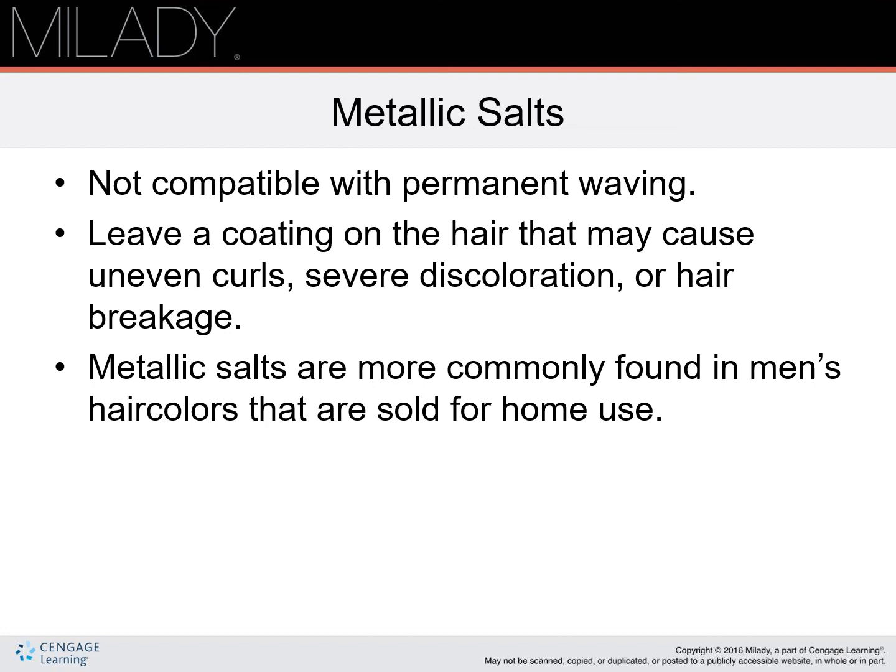How do I test for metallic salts? In a glass or plastic bowl, mix 1 ounce of 20 volume peroxide with 20 drops of 28% ammonia. Immerse at least 20 strands of hair in the solution for 30 minutes. If metallic salts are not present, the hair will lighten slightly and you may proceed with the service. If metallic salts are present, the hair will lighten rapidly. The solution may get hot and give off an unpleasant odor, indicating that you should not proceed with the service.